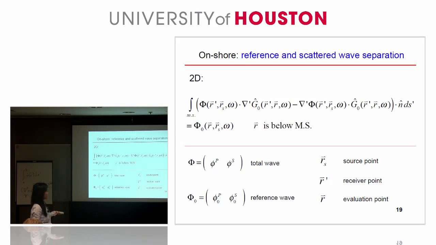And grad phi is gradient, and G0 is the Green's function in this homogeneous reference medium, and the grad G is its gradient. Okay, so now as long as we have all these four terms, we just put them into this integral formula, we can have our reference wave separated. Here we use phi 0 to represent the separated reference wave. It also contains both P wave and S wave at the receiver side.